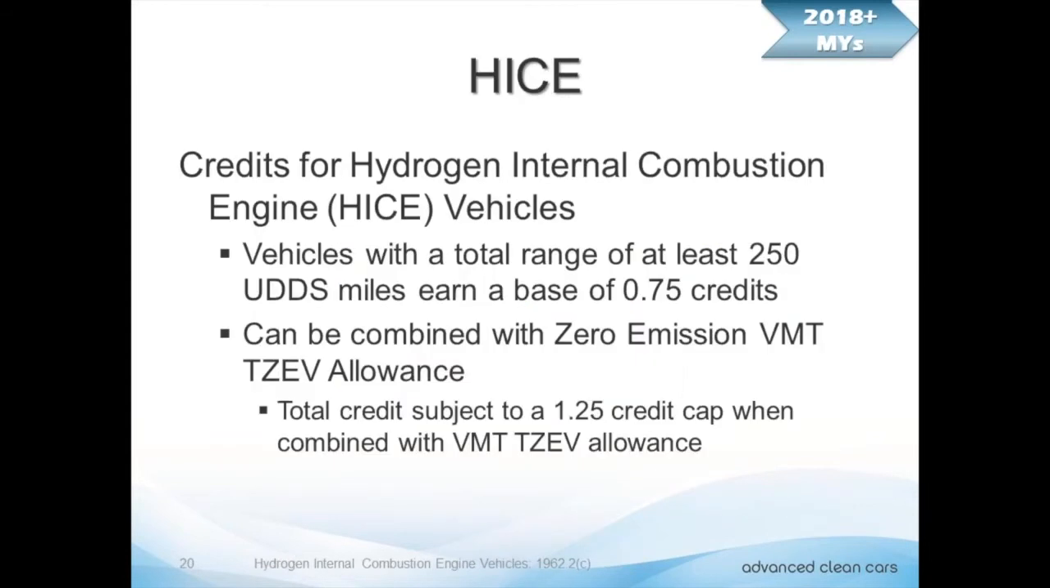HICE vehicles that are capable of a total range of at least 250 miles on the UDDS test cycle qualify to earn a base of 0.75 credits. HICE vehicles that also incorporate electrified powertrain components enabling at least 10 miles of all-electric range are eligible to earn additional credits via the zero-emission VMT TZEV allowance previously discussed.